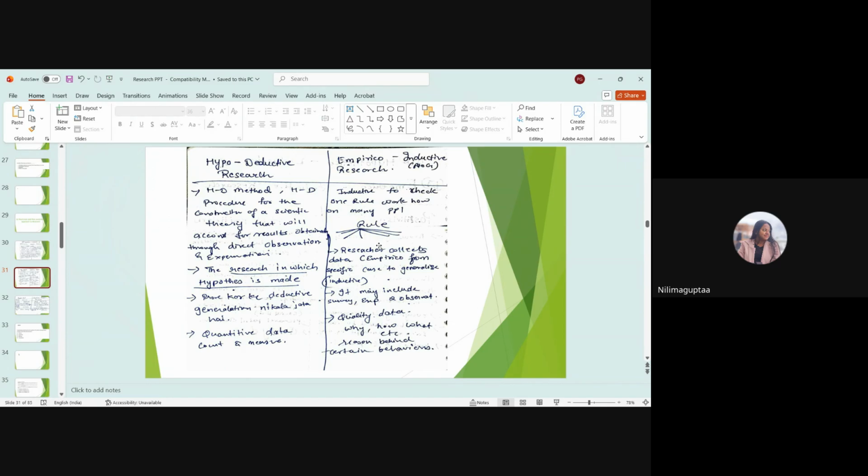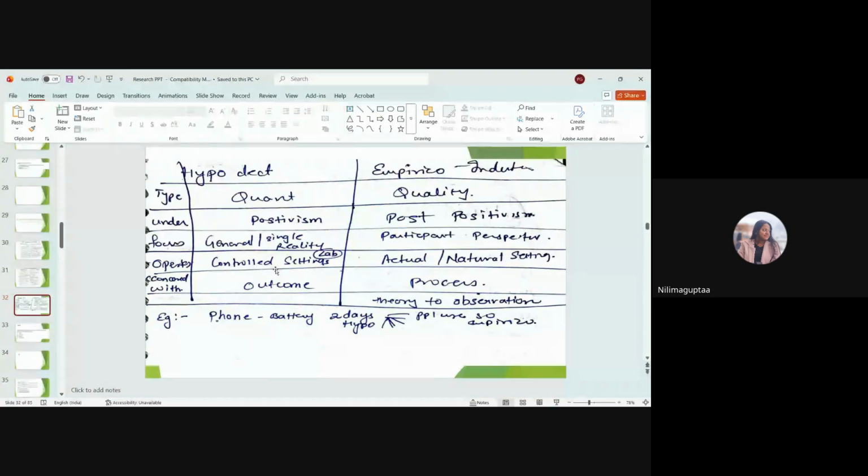Okay. So what happens in empirico-inductive research is the researcher collects empirical data from a specific case to generalize, basically making it inductive. It may include surveys, experiments, observations, and everything. It is more qualitative, and they ask how, what, when, etc. about certain behaviors. Just for a major classification between both of them, hypodeductive is quantitative, empirico-inductive is qualitative.